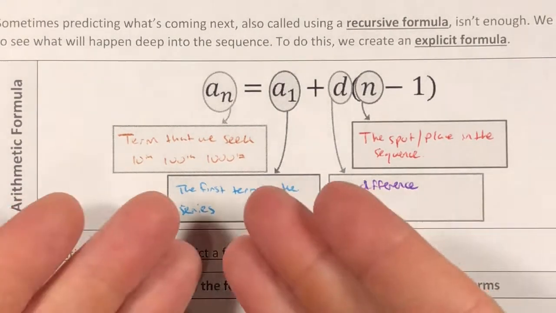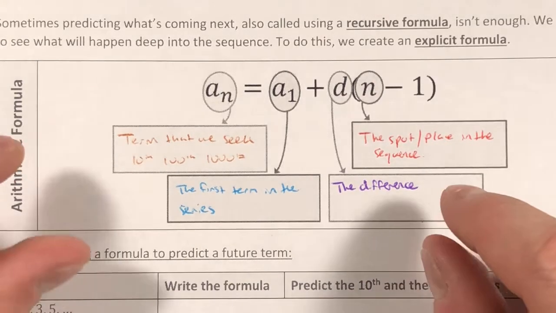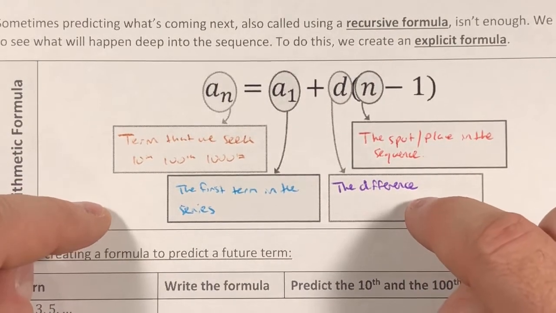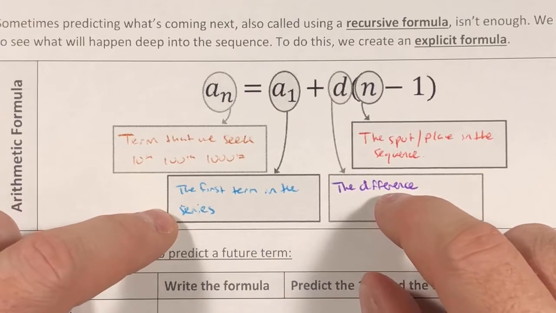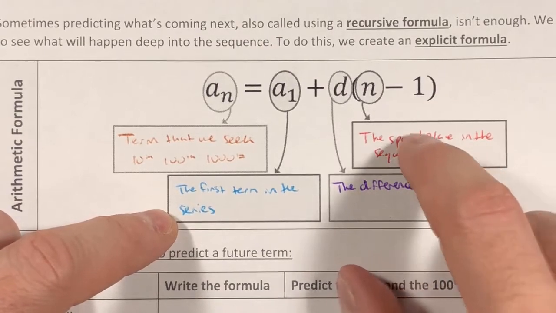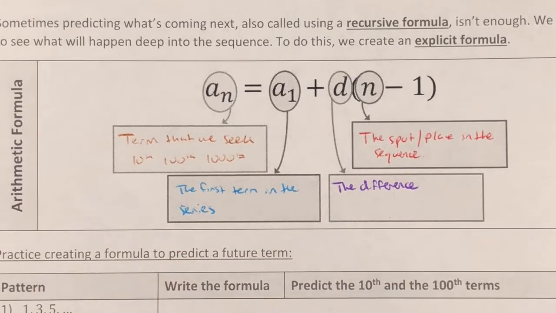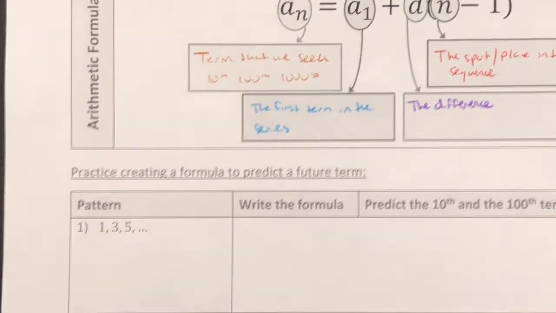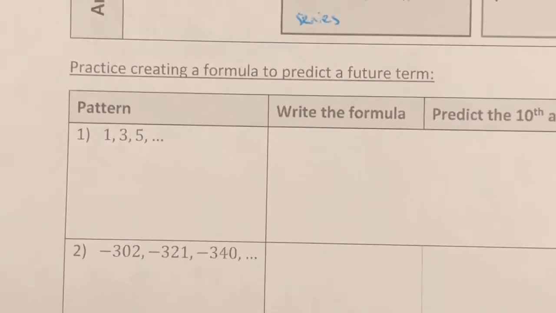Perfect. And so knowing these four things, we really only need to be able to plug in the spot, the difference and the first term in the series. We'll be able to plug this in and that will spit out our answer. So without further ado, let us jump into number 1.